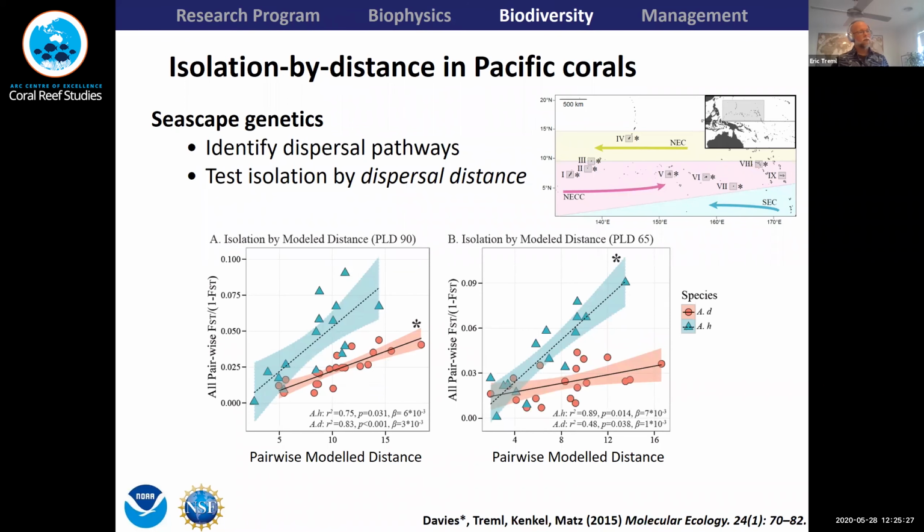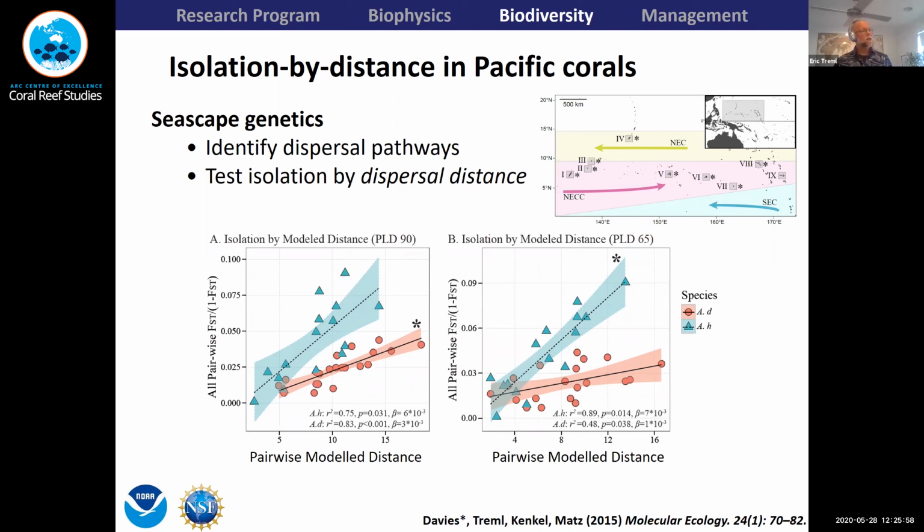So what she was able to do is she looked at the relationship between pairwise genetic distance and modeled biophysical modeling distance for 2 different species of Acropora. We did this for 2 different larval durations, because there was some uncertainty on what that larval duration parameter should be. So we modeled this for a 90-day larval duration and a 65-day larval duration.